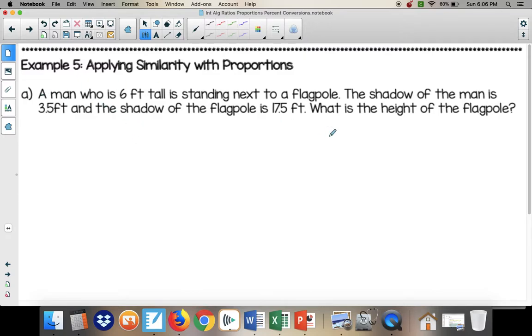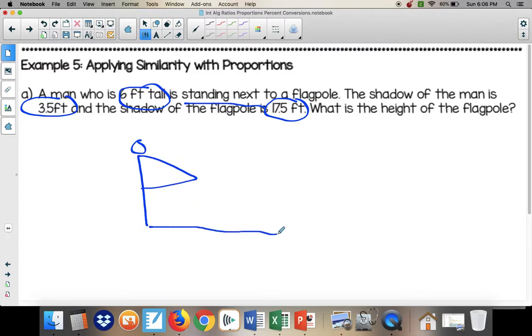So let's go through and highlight what is important, or circle or underline. A man who is 6 feet tall is standing next to a flagpole. The shadow of the man is 3.5 feet, and the shadow of the flagpole is 17.5 feet. All right, so we have a flagpole, and the shadow of this flagpole is 17.5 feet. And we want to know what the height is, so we don't know the height.